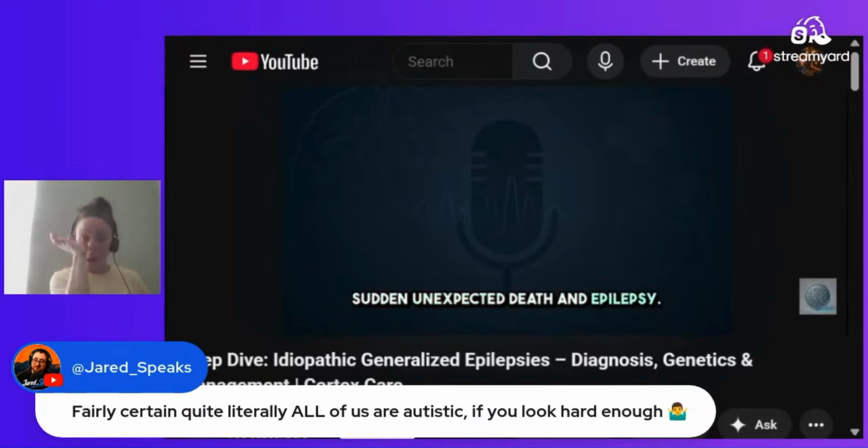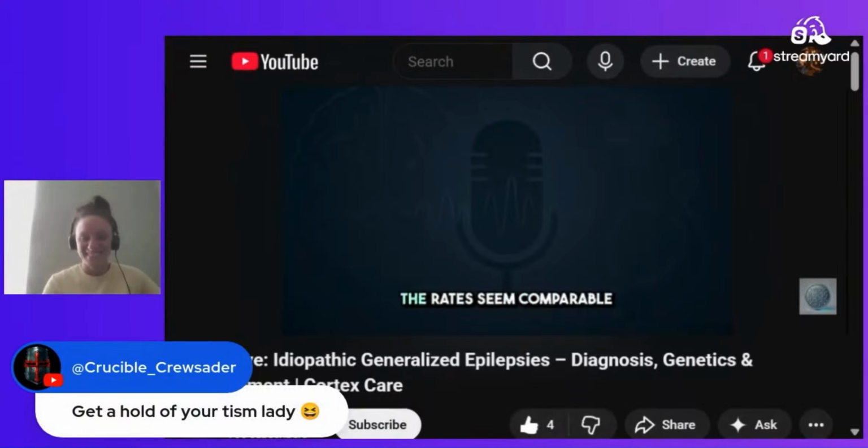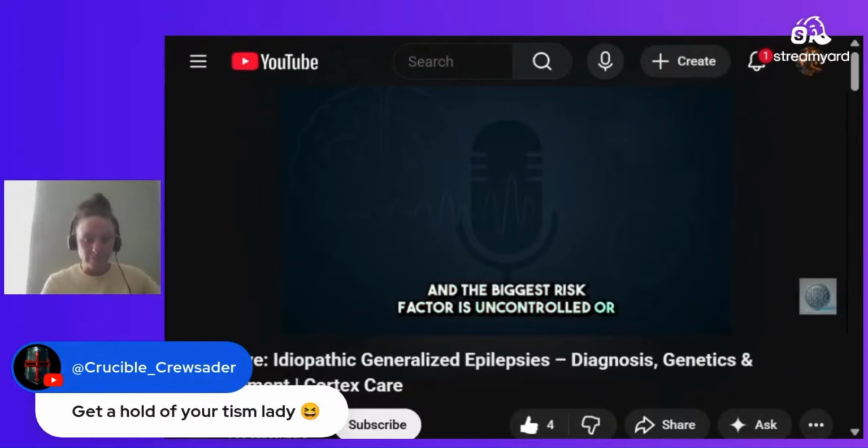Okay, one final piece. Sudden unexpected death in epilepsy. What's the key message for IGE? The main thing to understand is that the risk isn't zero just because it's IGE. The rates seem comparable to focal epilepsy overall. And the biggest risk factor is? Uncontrolled or frequent generalized tonic-clonic seizures. That's the single biggest modifiable risk factor across the board. But it can happen even if GTCS aren't that frequent.